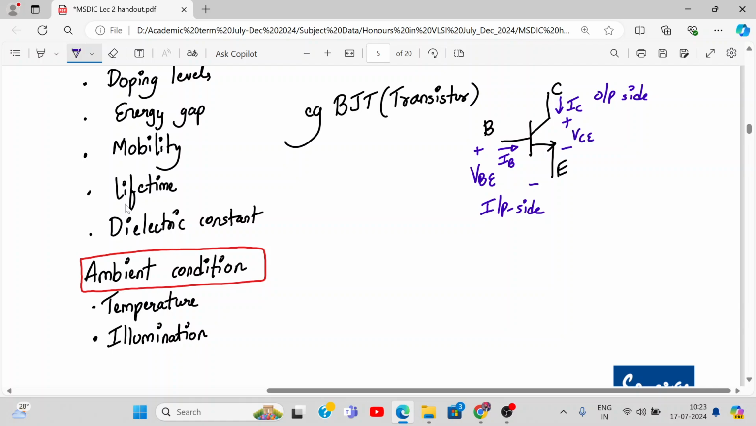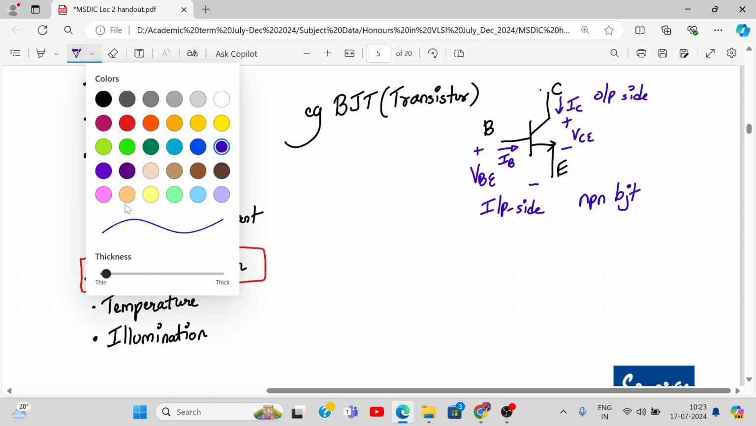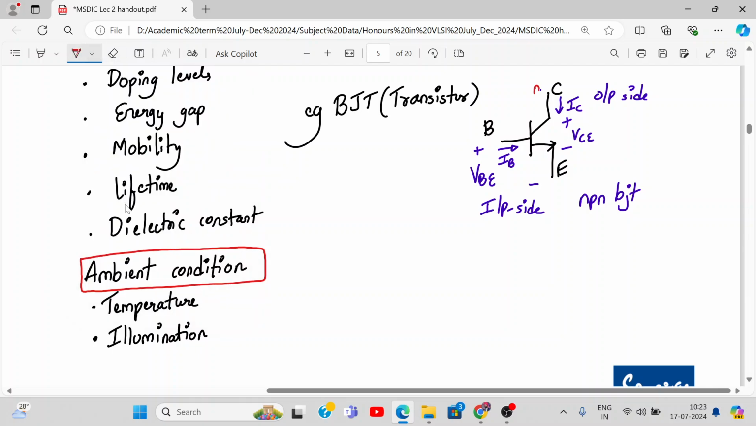Okay, so this is actually an NPN BJT. So let me add the terminals over here. This is N, P, N. NPN BJT. Okay. So here, why it is called an NPN, what is the property? The current flows because of mainly electrons. The majority carriers are electrons.